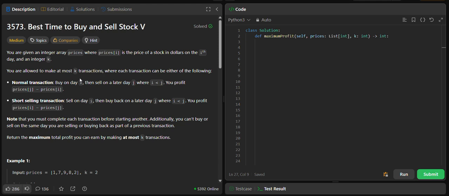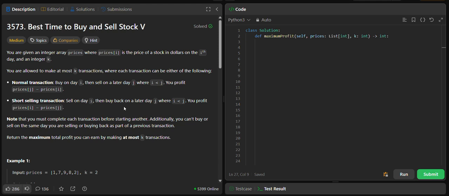You are allowed to make at most k transactions, where each transaction can be either of the following. First is a normal transaction, that is, buy on day i, then sell on a later day j where i is less than j. You profit prices[j] minus prices[i]. Second is a short selling transaction, that is, sell on day i, then buy back on a later day j where i is less than j. You profit prices[i] minus prices[j].